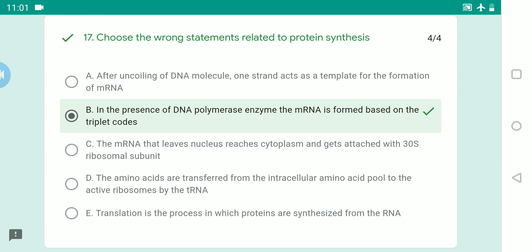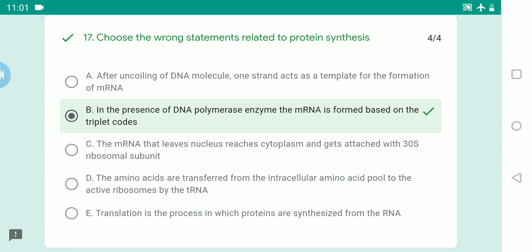Because in the presence of DNA polymerase enzyme, messenger RNA is not formed based on triplet codons, isn't it? So how would that be possible? That's why option B is the wrong statement related to protein synthesis.